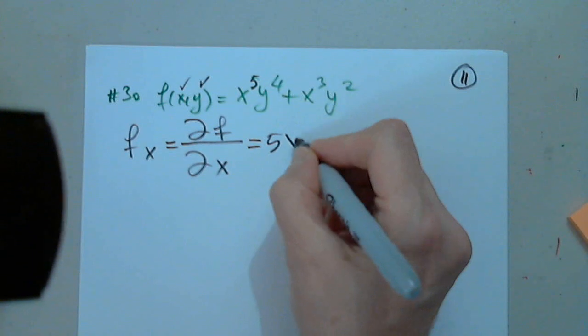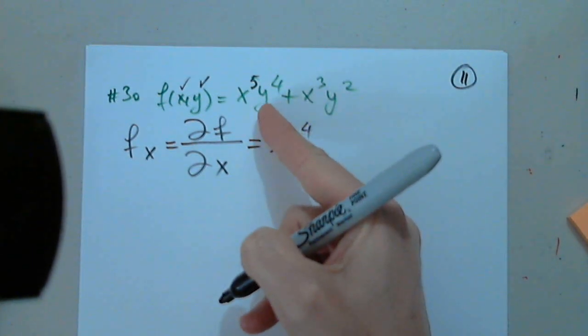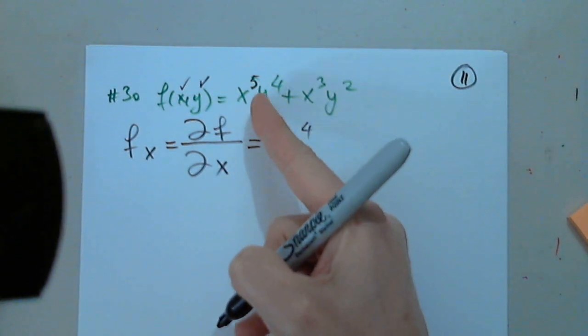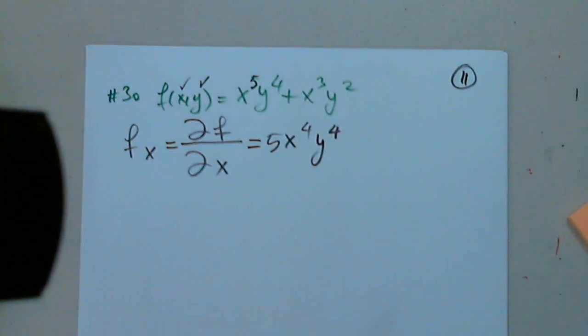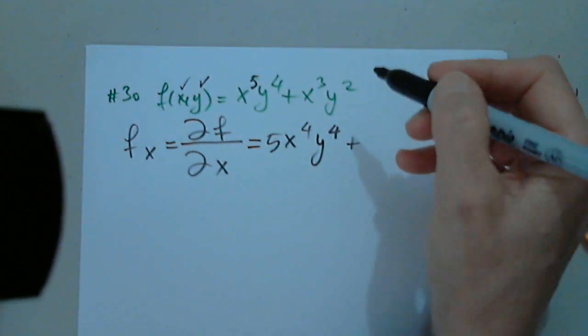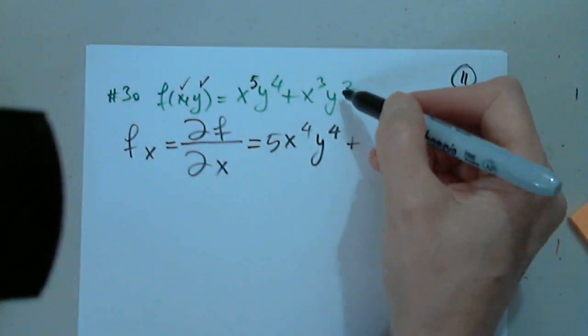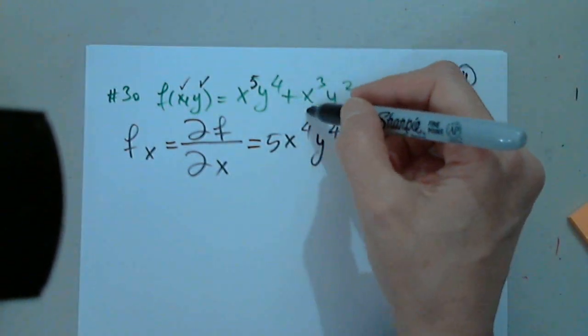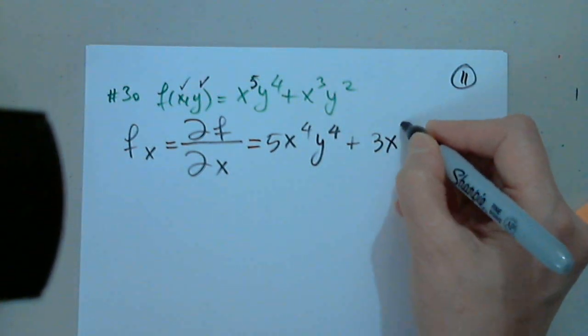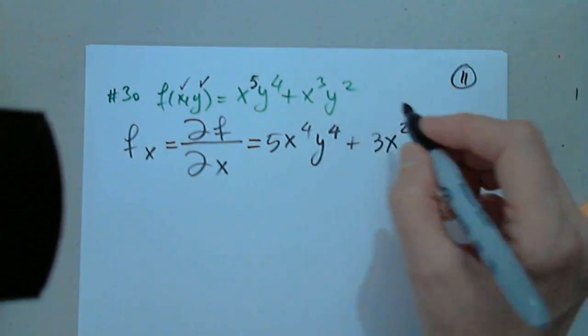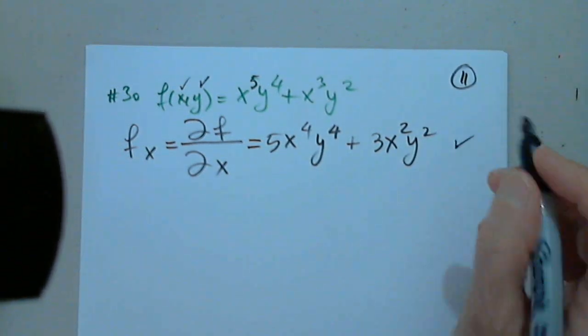5x to the 4th. I have to copy it, right? Plus, can anyone, because it's a product, I can drop it. Can anyone differentiate this with respect to x? 3x squared, y squared. Perfect. So this is done.